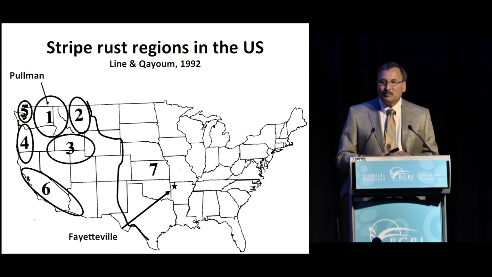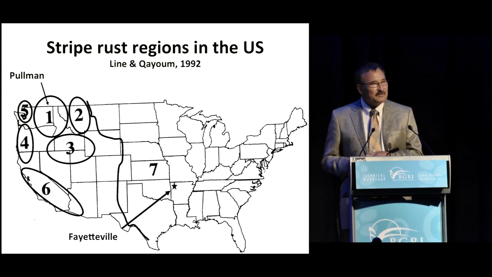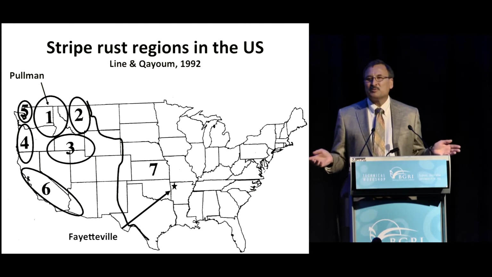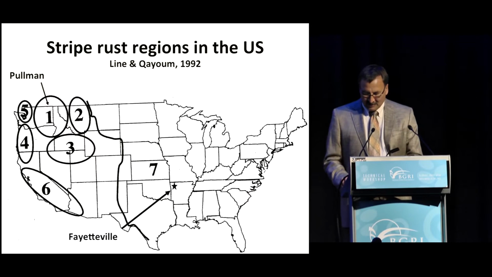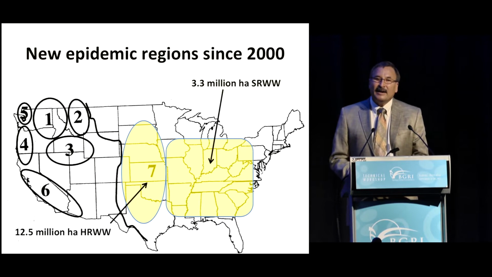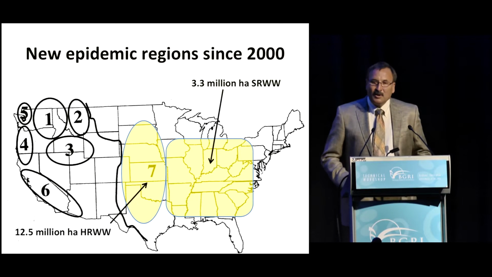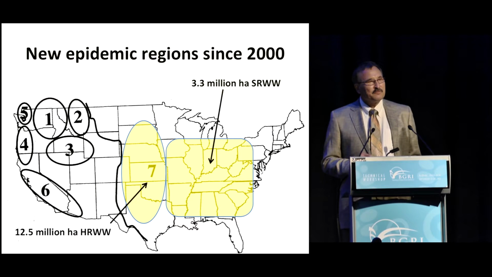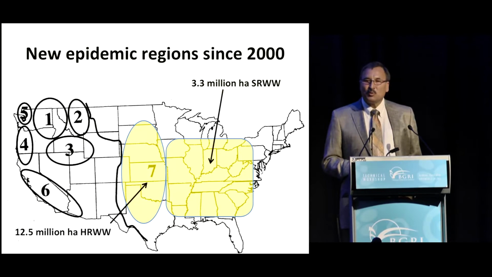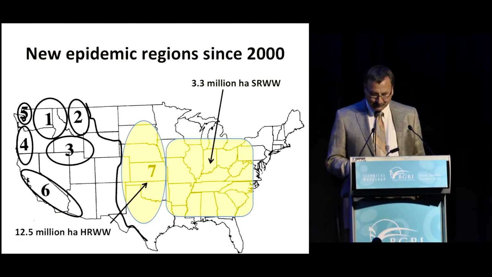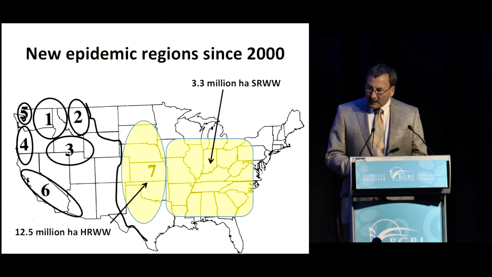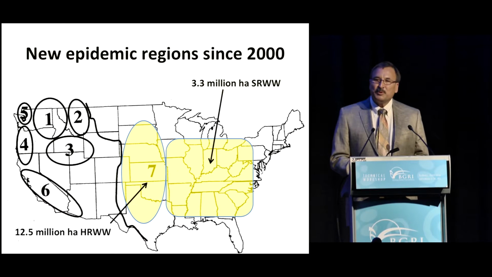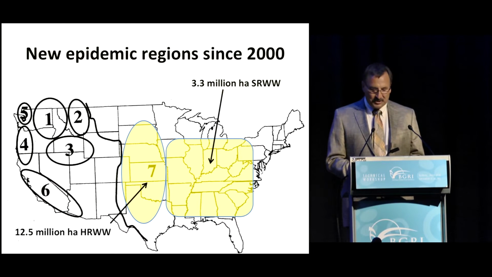I moved on to a job at the University of Arkansas in Fayetteville, which is near the center of Region 7, where nothing exciting about stripe rust was ever expected to happen. However, everything changed in 2000 with the emergence of a new strain of the pathogen that had new virulence for YR9 and increased aggressiveness and adaptation to warmer temperatures compared to the old strain. So since 2000, stripe rust has been the most important foliar disease in these regions.